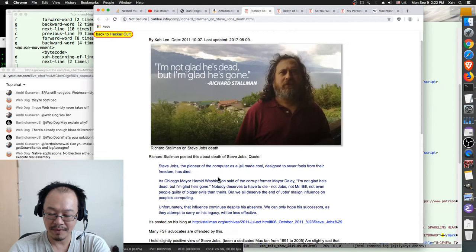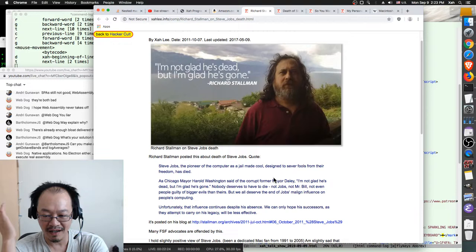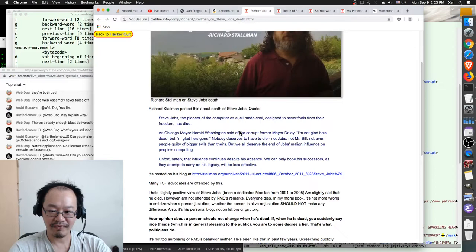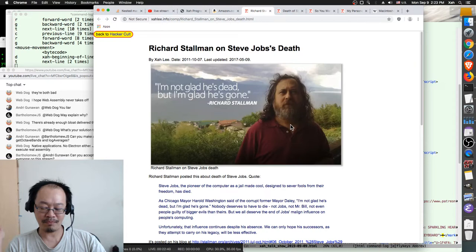Now, there are many aspects to it, okay? People become angry partly because Steve Jobs just died. And they see this Richard Stallman and they went crazy. They cannot tolerate this behavior. They quit. There are some angry posts on Twitter or elsewhere. They say, "I'm tearing up my Free Software Foundation membership."